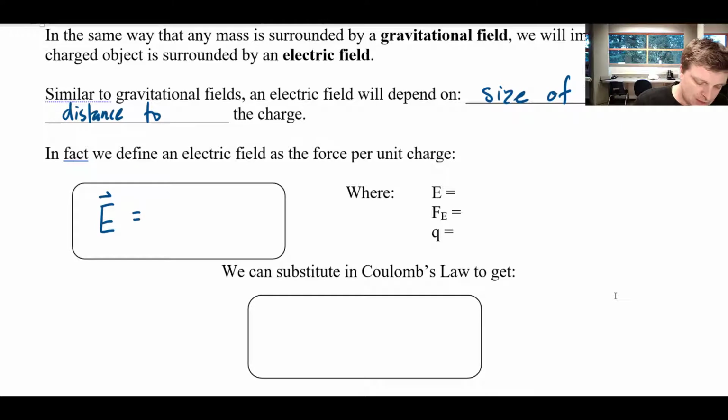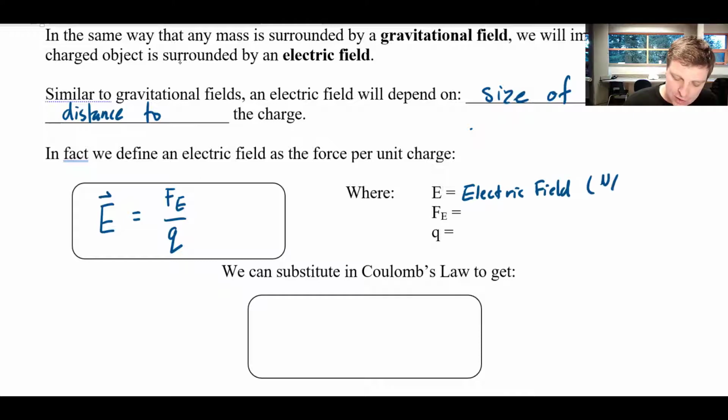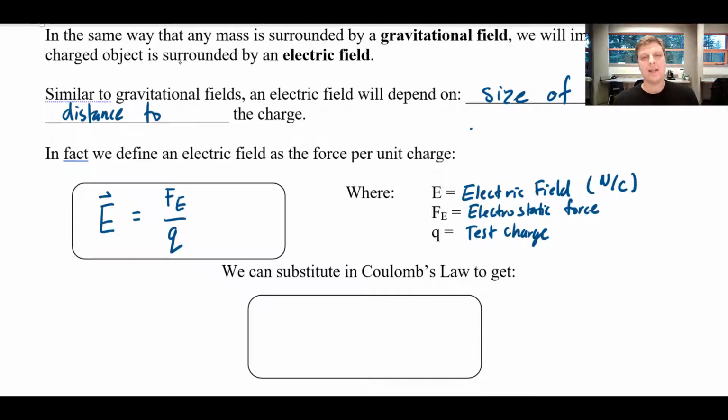And so electric field is equal to the electrostatic force divided by the test charge. So it tells you how many newtons per coulomb you are going to experience. E is our electric field, and it is going to be measured in newtons per coulomb. Fe is our electrostatic force. And Q is a test charge. So what we mean by that is, if you have a certain charge and you place it in a field, then that charge will experience a force. And the amount of force divided by that test charge tells you the strength of that field.